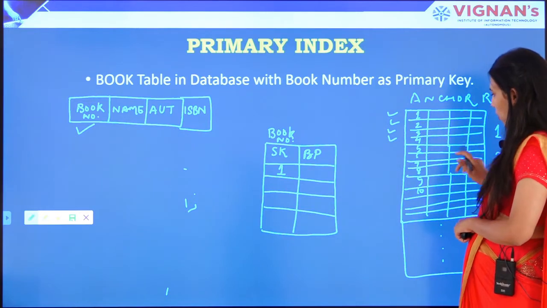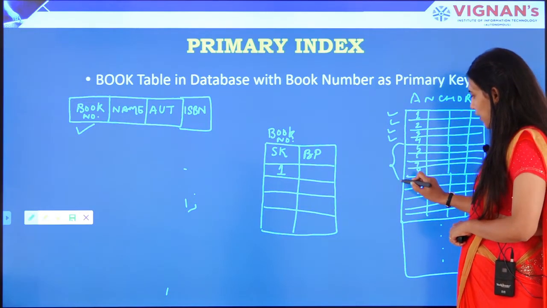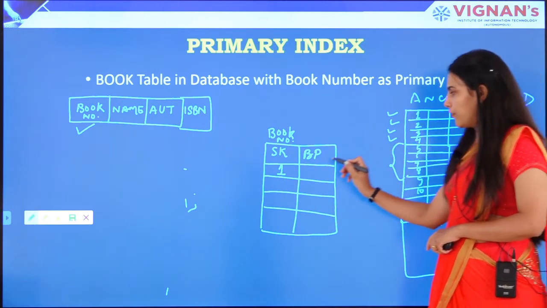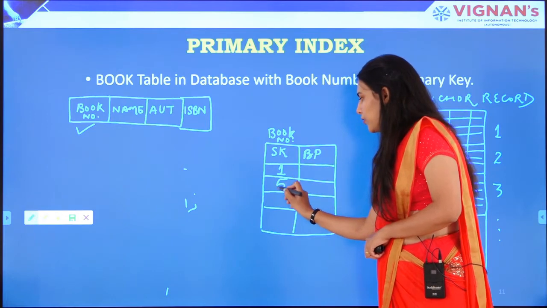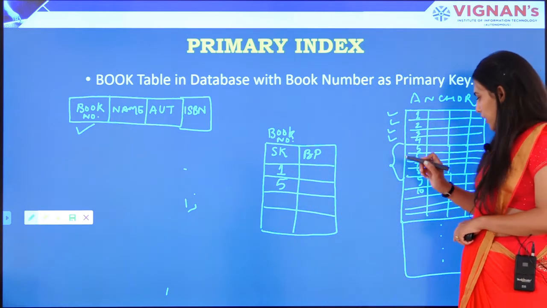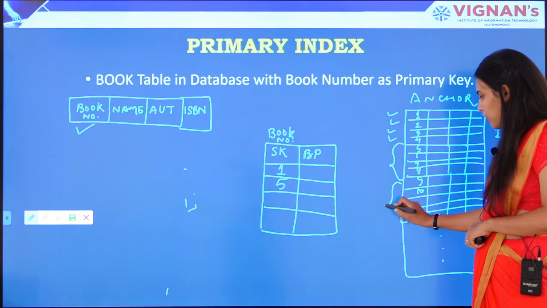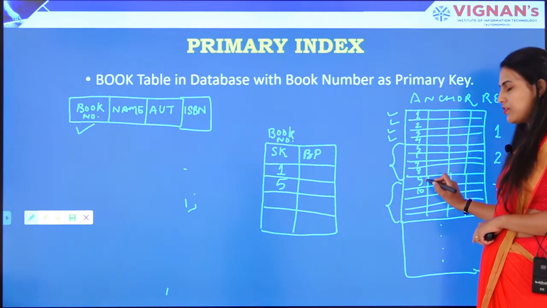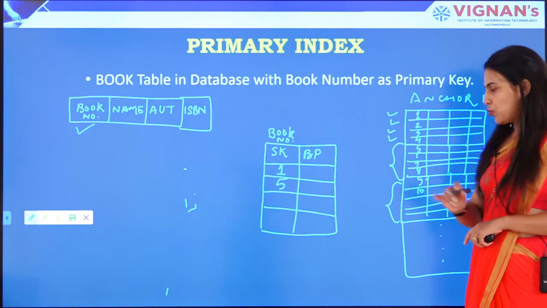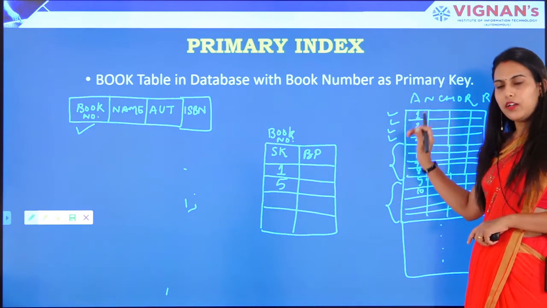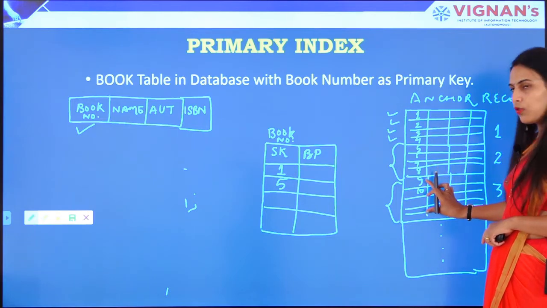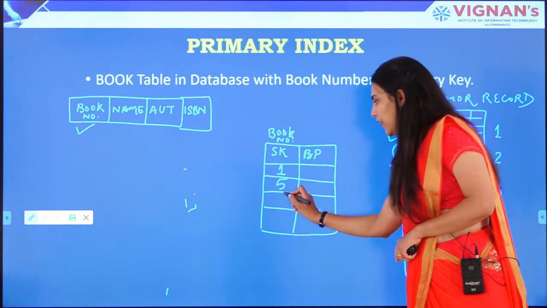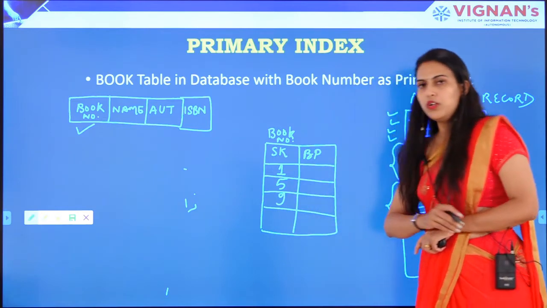Again for the second block, which has these 4 values, I will take the first value, book number 5, and make an entry in the index table. Again in the third block we will have 4 records. The first record will start with the value 9. So 9 will be considered the anchor record, and for all the 4 records I will make only a single entry in the index table with the value 9.